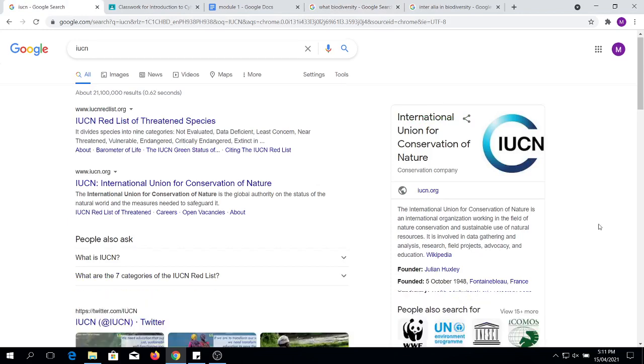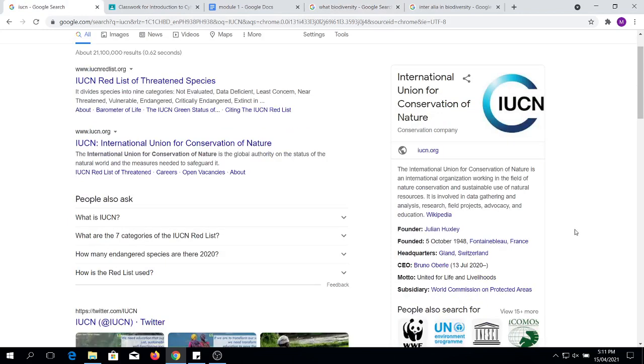So when you say IUCN, this refers to the International Union for Conservation of Nature. It is an international organization working in the field of nature conservation and sustainable use of natural resources. Okay. It is involved in data gathering, analysis, research, field projects, advocacy, and education as well.